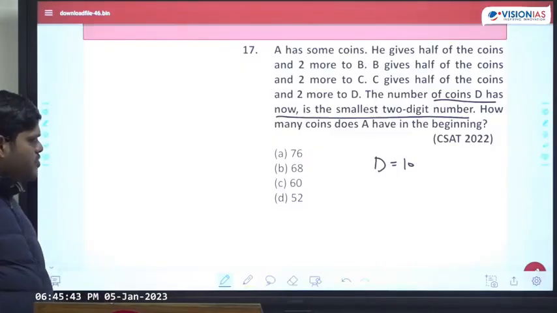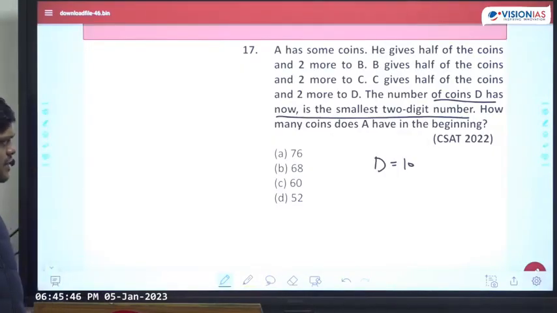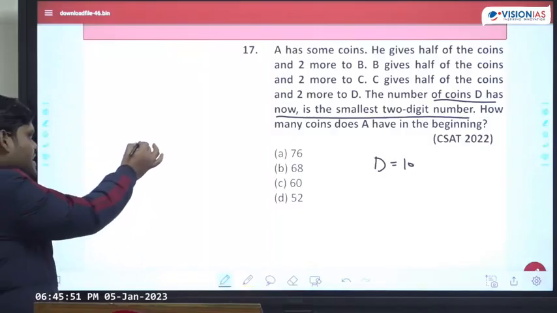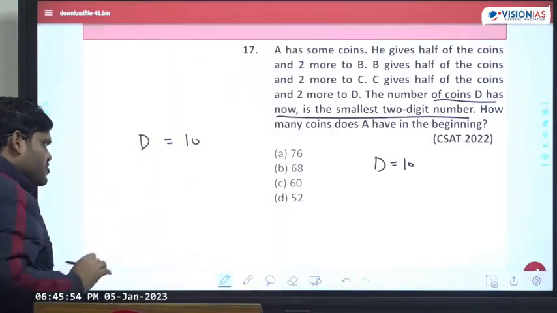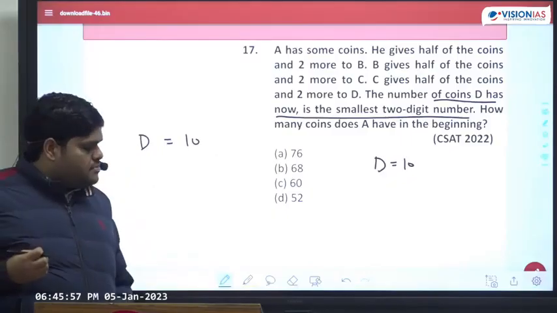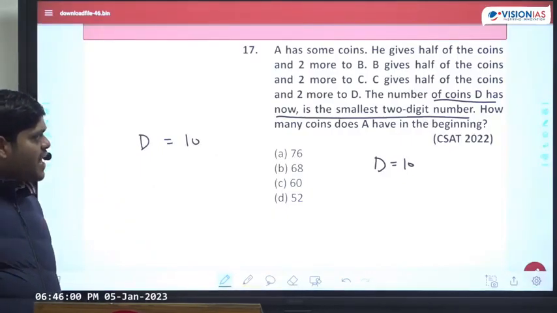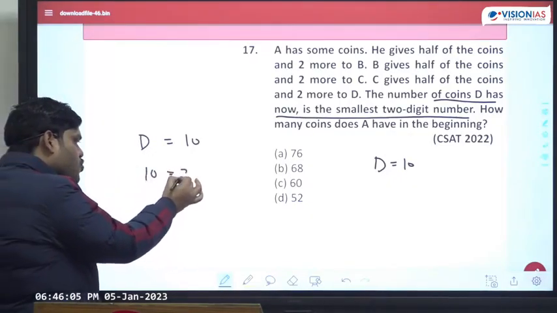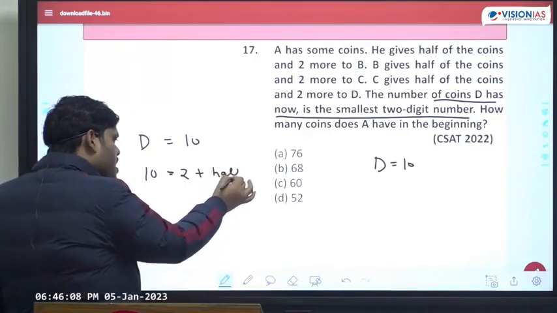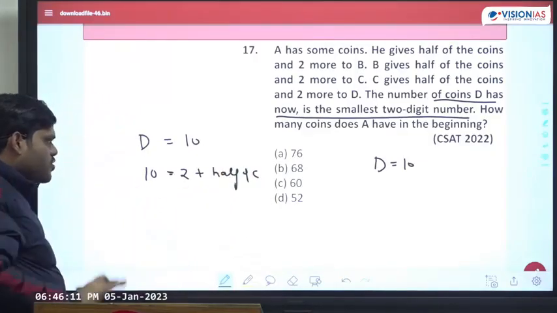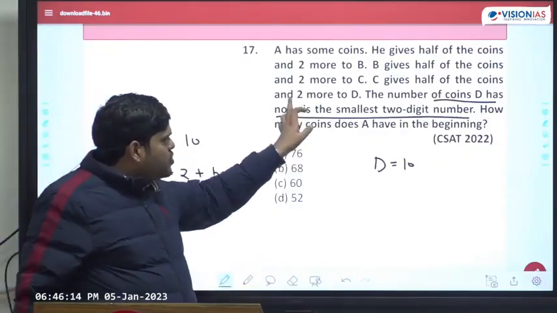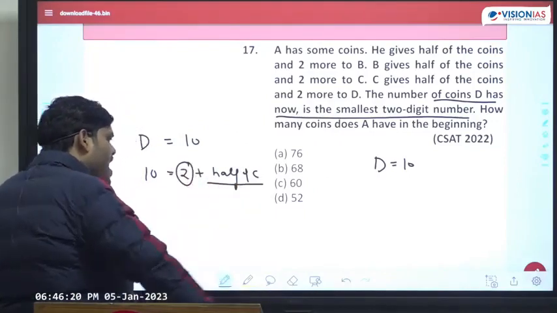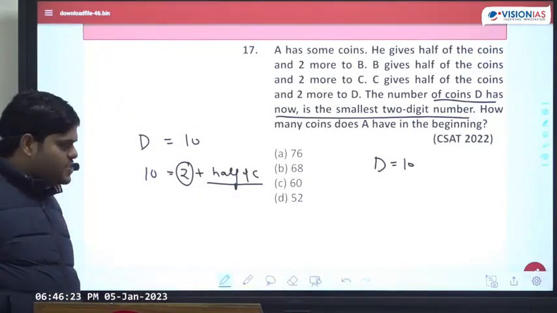So I hope you guys have solved this one. This was an easy one. See, the question says the number of coins D has now is the smallest 2-digit number. That means D has 10 coins. This is clear. This is given in the question. Now from where are the coins coming to D? C is giving half plus 2 more. That means whatever coins D has, this is 2 plus half of C's coins, or not? This is what is given in the question. C gives half of the coins and 2 more to D. So 2 more plus half of the coins of C.